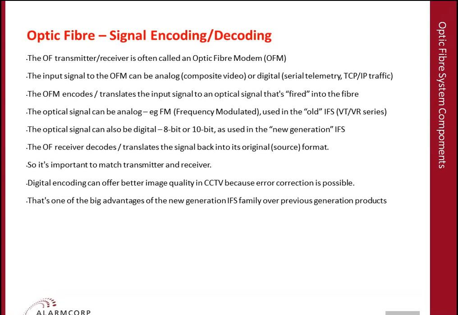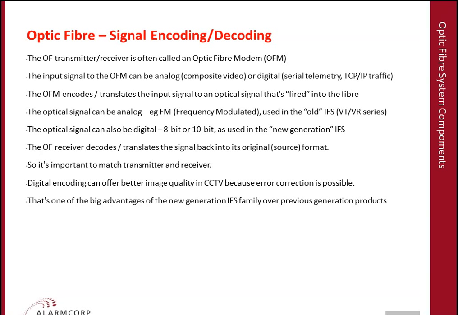The optic fiber modem encodes or translates the signal into a series of light pulses, and these light pulses are fired into the fiber. Now, the optical signal can be analog, such as a frequency modulated signal. This was typically used in the old generation IFS, typified by the VT/VR series, or the optical signal can be binary encoded digital, such as an 8-bit or 10-bit signal that's used in the new generation of IFS. The optic fiber receiver decodes and translates the signal back into its original source format.